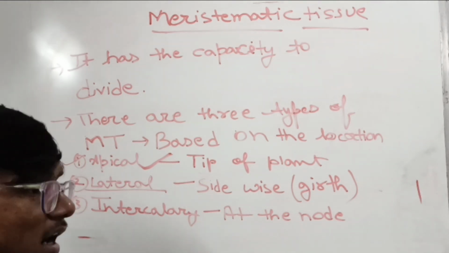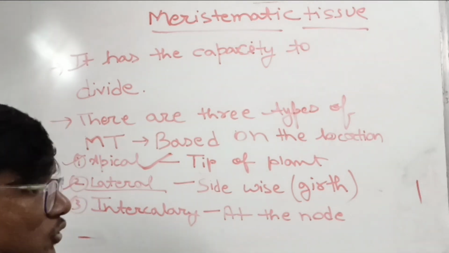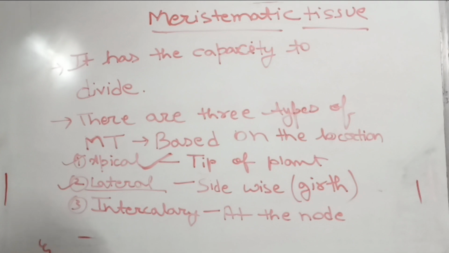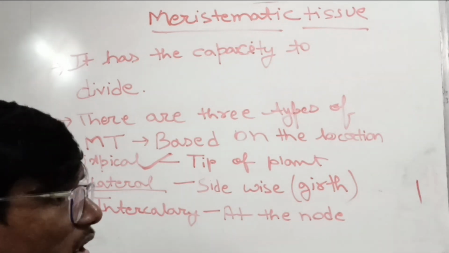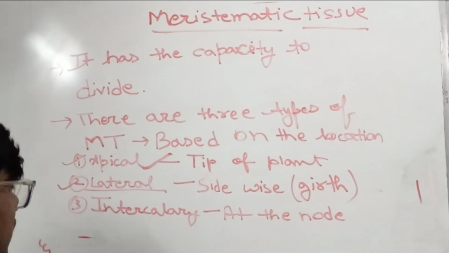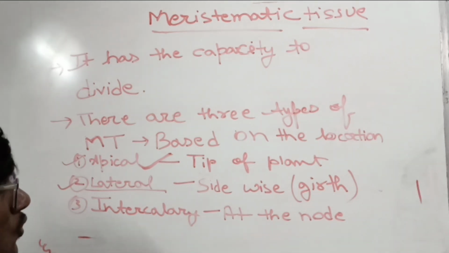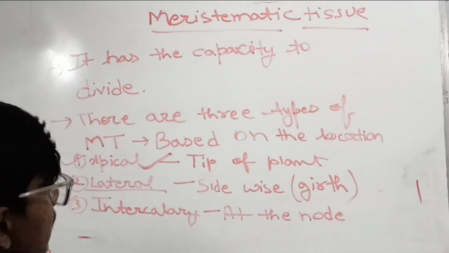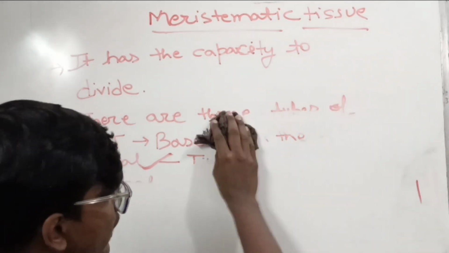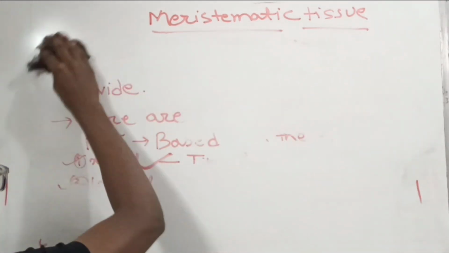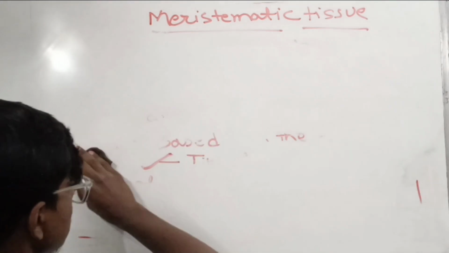It will be either at the root or at the shoot for the increasing in length. Second is the lateral meristem, sidewise or girth you can say. And third is the intercalary, at the nodes of the plant it will be there. Okay, now I am drawing one diagram. So from that diagram you will get where exactly these three types of meristematic tissues are present.